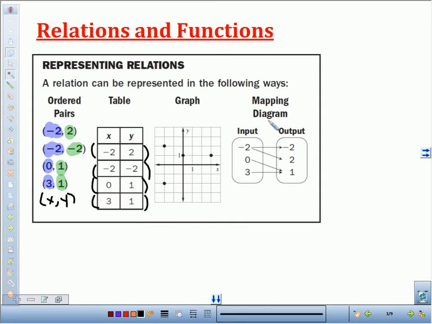And what the mapping diagram does for us is that it lets us visually see how the relationship works. We can visually see that the input -2 goes to both -2 and 2. We can visually see that both inputs 0 and 3, both of them go to the output of 1. Okay. Now, that's a relation. You can see a relation has some very general guidelines, right? A number becomes another number using a relation.